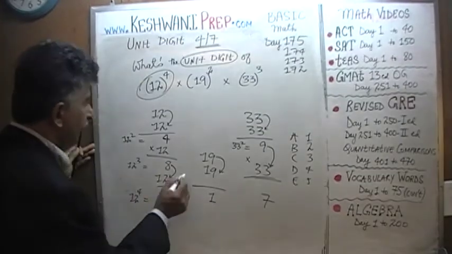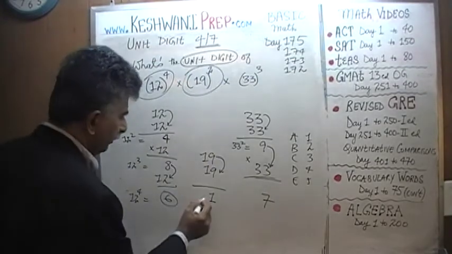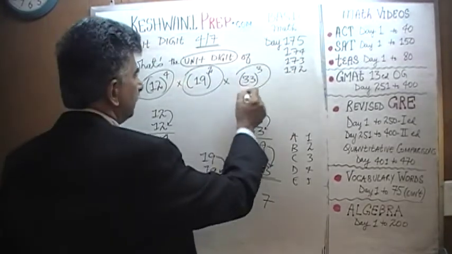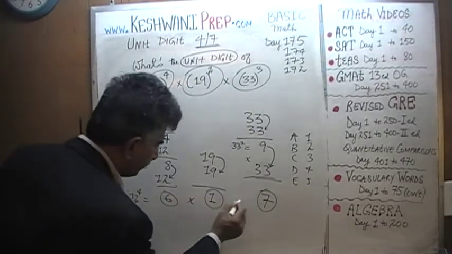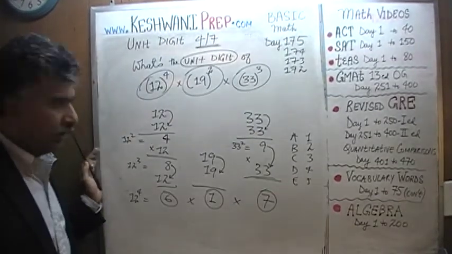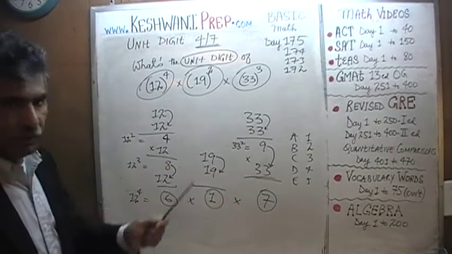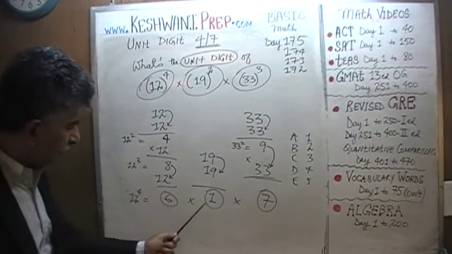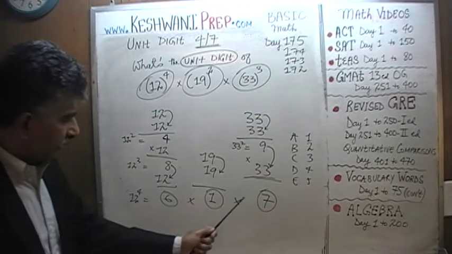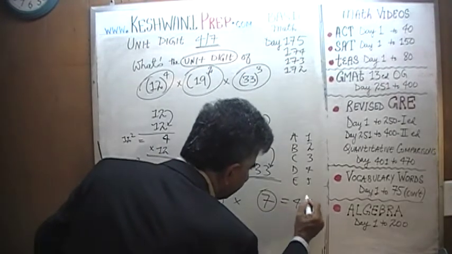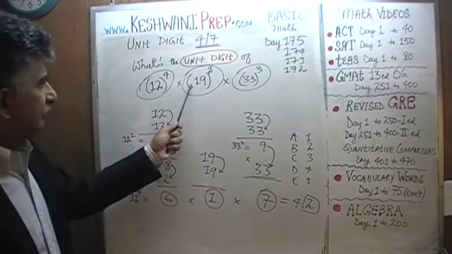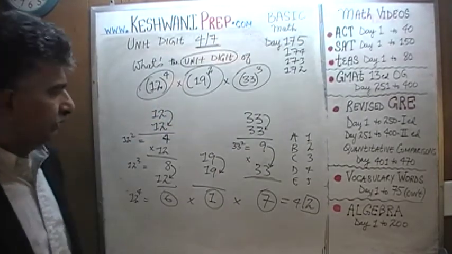We know 12 raised to 4 ends in a 6. We know 19 squared ends in a 1. We know now that 33 cubed ends in a 7. So now let's find the product of these 3 numbers. The unit digit of the product of these three quantities has to be the product of the unit digits of the results. 6 times 1 times 7 is 42, and therefore the unit digit of the product of all of these three numbers is going to be 2. The answer is B.